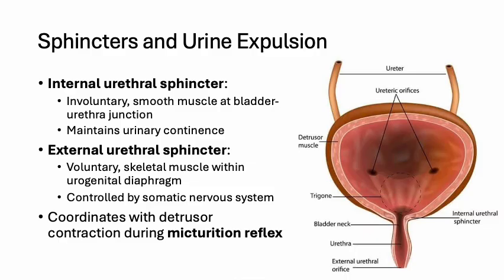Urine expulsion is controlled by two sphincters working in coordination. The internal urethral sphincter is involuntary and ensures that urine does not leak between voids. The external urethral sphincter is under voluntary control, allowing us to delay urination until it is appropriate. When the bladder reaches a certain level of stretch, the micturition reflex is triggered, which means that the detrusor muscle contracts while the sphincters relax, allowing urine to exit. This reflex can be consciously overridden by the brain up to a certain point.